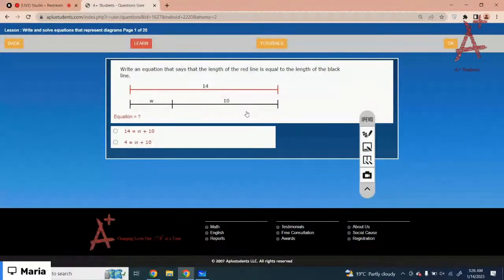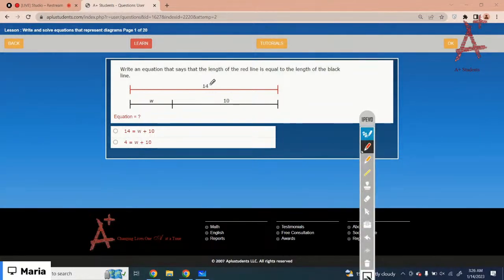Write an equation that says that the length of the red line is equal to the length of the black line. So we have to write down the equation that says the length of both the lines are exactly equal. Got it. So here is the length of the red line, that would be 14, and the length of the black line is w plus 10. Got it. So both of them are equal, so you can write the length of the black line, that would be w plus 10, and then the length of the red line is 14, so that would be w plus 10 equals 14, right?